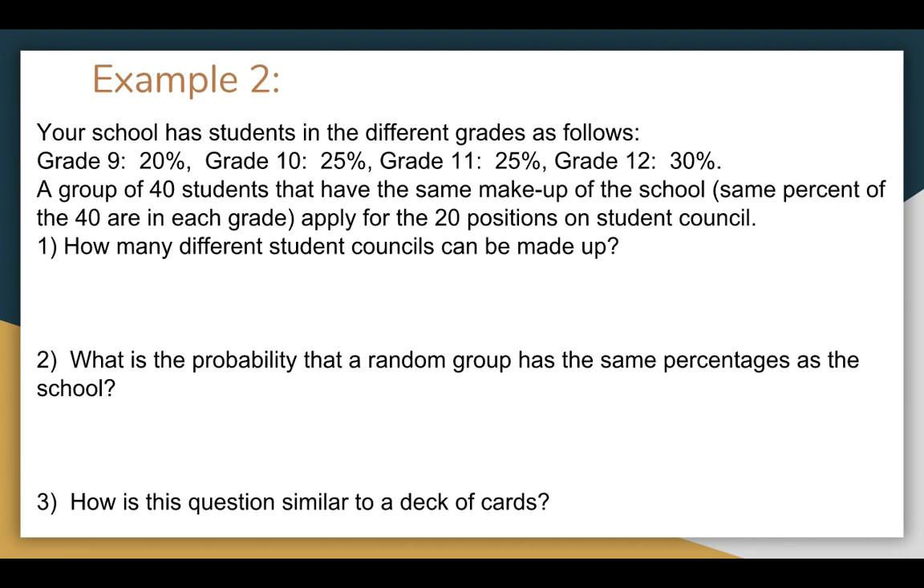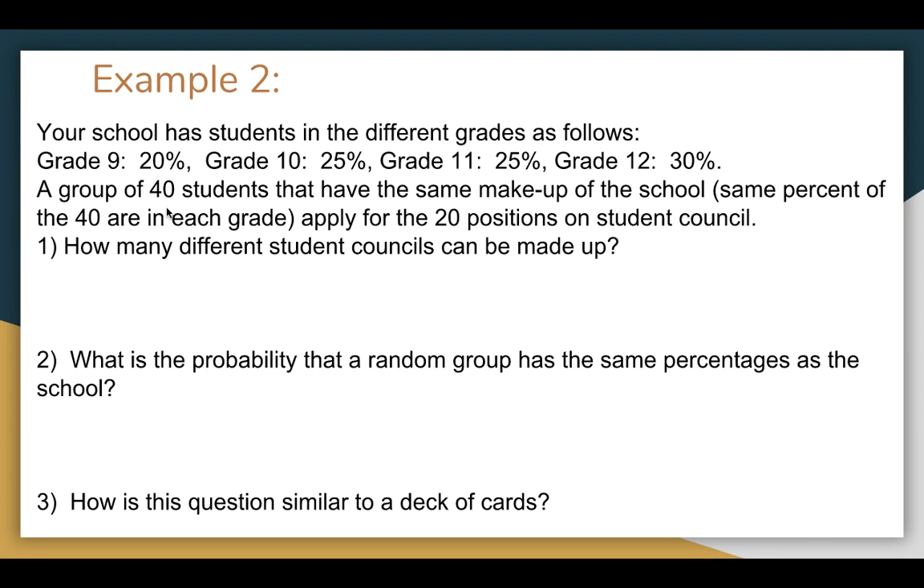Second example, we've got a school with different grades. We're going to say a group of 40 students that represent the school. 25% of them are grade 10, 25% of them are grade 11. They apply for 20 positions. So the question is, how many ways can you make up the council? And so this is a deck of cards as well. Again, it's just not the same in each suit, but it is a deck of cards.